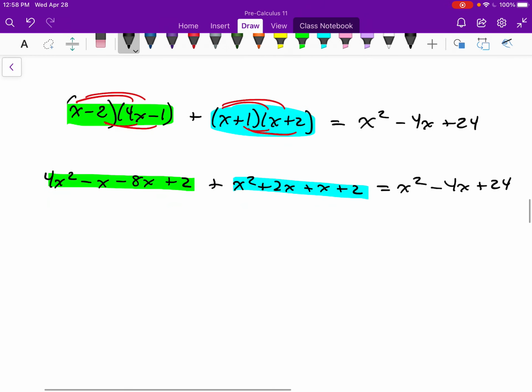All right, so now I'm going to start collecting like terms. On the left-hand side, let's get all my x squareds together. So I have 4x squared plus another x squared is 5x squared. Why did my marker get so big suddenly? The mysteries of the Apple Pencil. There we go.